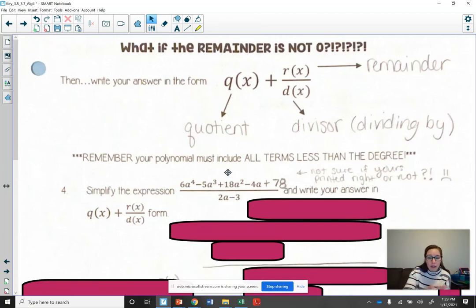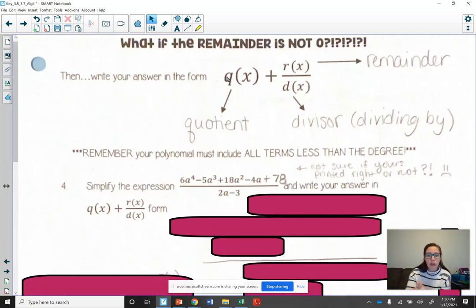So we're going to follow our same steps to do this problem number 4. What you get after you divide is just written as a regular polynomial. What you get as your remainder, you have to add that remainder over the divisor, over what you originally divided by. Okay, so Q is for quotient, R is for remainder, D is for the divisor, what you're dividing by.